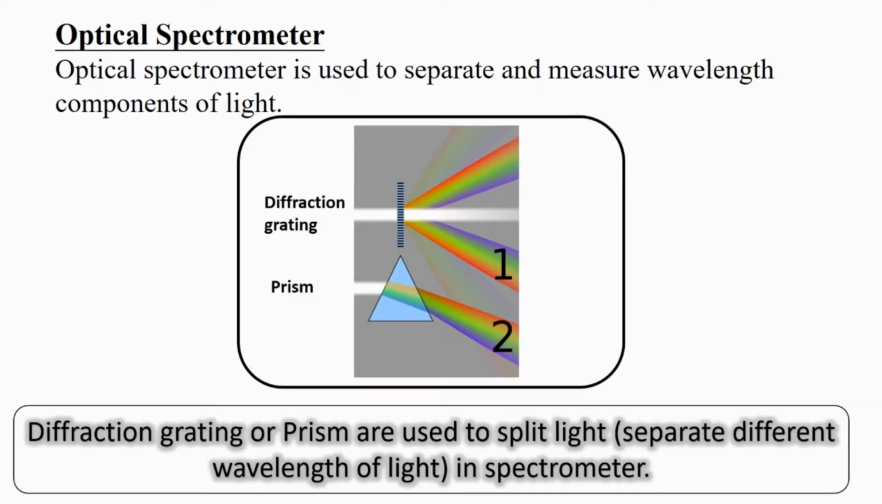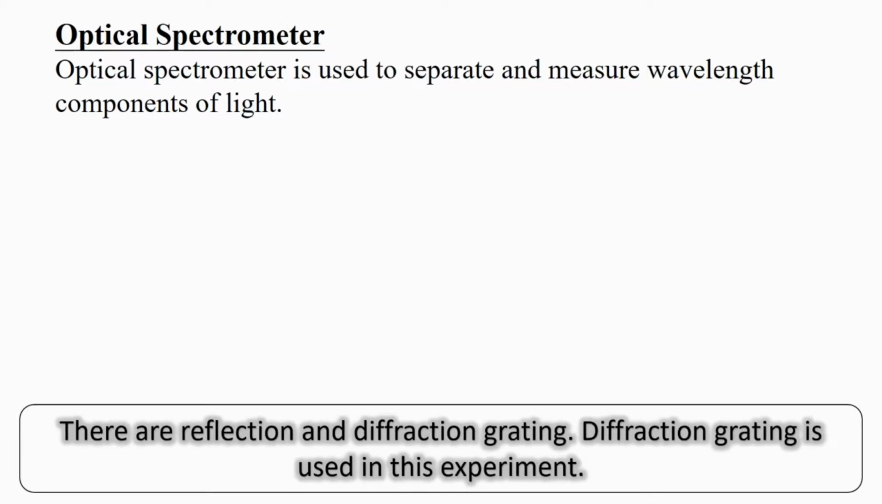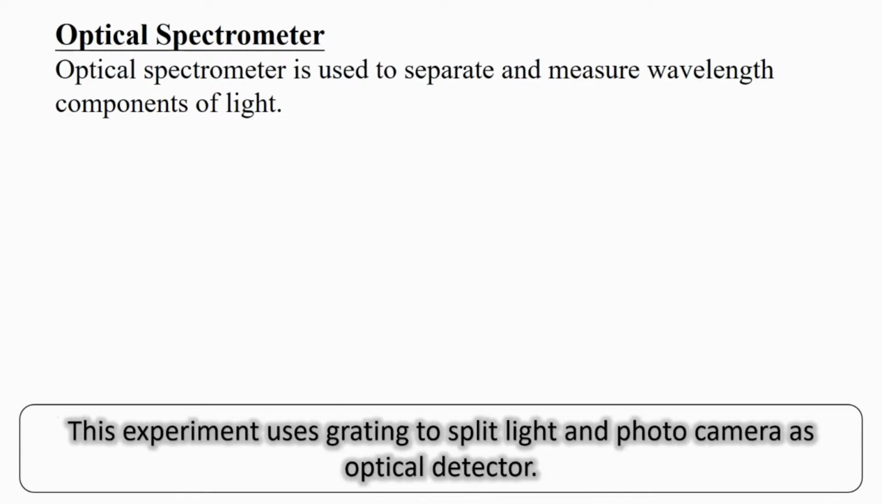A diffraction grating or a prism is used to split light in a spectrometer. There are reflection and transmission diffraction gratings. A diffraction grating is used in this experiment. This experiment uses the grating to split light and a photo camera as the optical detector.